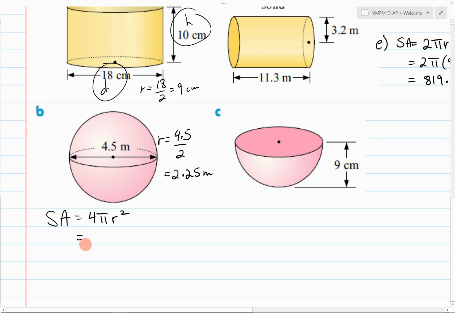So recognizing that's my radius, plug it into the formula. 4 times pi times 2.25 squared. So do 2.25 squared first, then multiply your 4 pi. The answer you should get here is 63.62 meters squared.